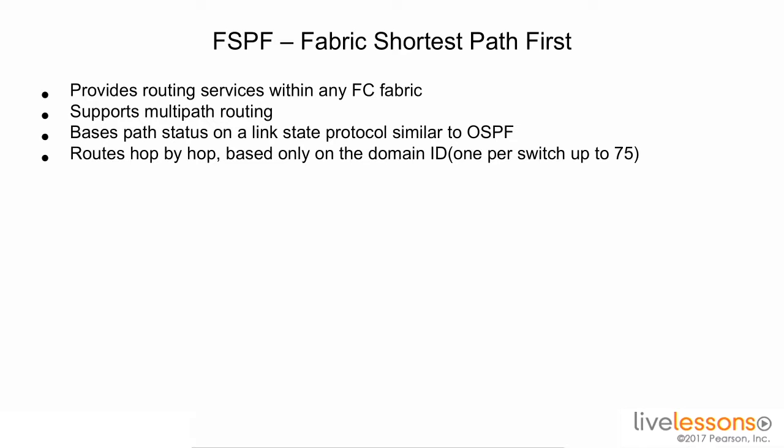FSPF provides routing services within any Fibre Channel fabric. It supports multipath routing and bases the path status on the link state protocol, similar to OSPF, as I mentioned before. It routes hop by hop based only on the domain ID, and there's one domain ID per switch and up to 75 per fabric. Once you use all 75, you're all done. So we have ways of getting around that called NPV, which we'll explain later on.